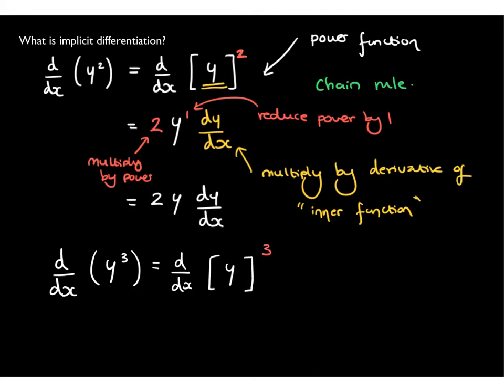Apply the chain rule. We need to multiply by the power, reduce the power by 1, and then multiply by the derivative of the inner function. The inner function is y, so its derivative is dy by dx. So the answer is 3y squared dy by dx. And you should start to see a pattern emerge.